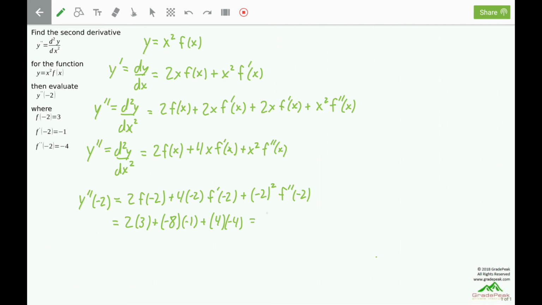2 times 3 is 6, plus -8 times -1 is +8, and then +4 times -4 is -16. 6 plus 8 is 14, minus 16, and 14 minus 16 is -2.